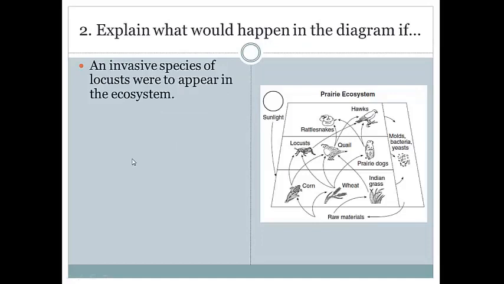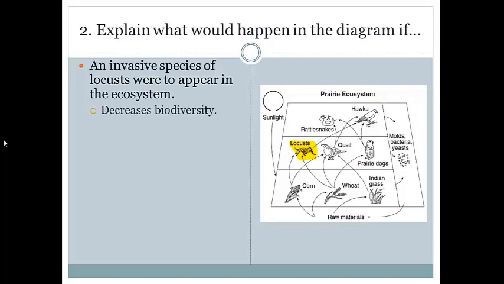Next question asks about what would happen in our prairie ecosystem if an invasive species of locusts were to appear. So we see in our ecosystem we do have some locusts that are part of this native population. But what this question is asking is if some other species of locust that wasn't native to this ecosystem were to suddenly be introduced. So this would decrease biodiversity.